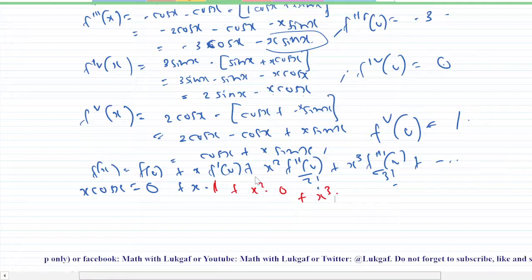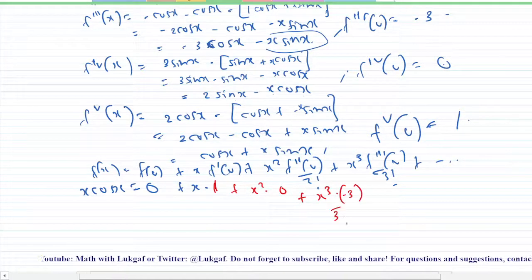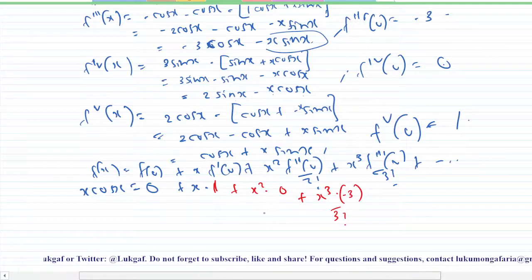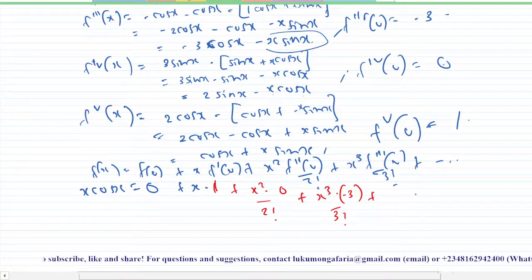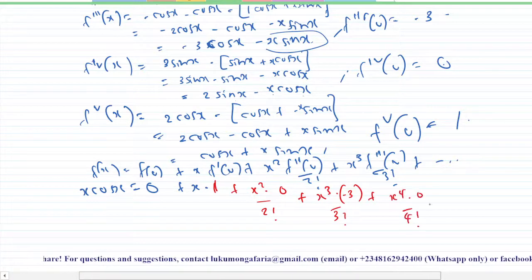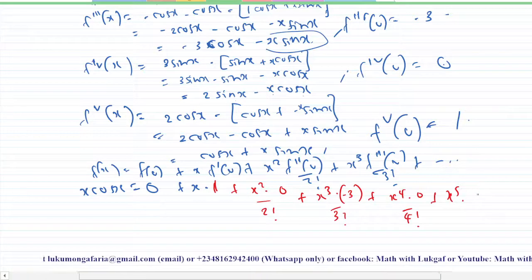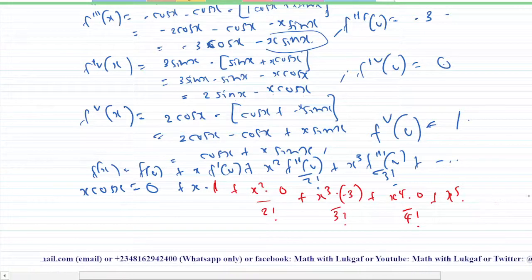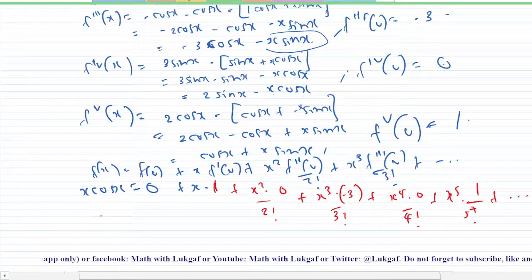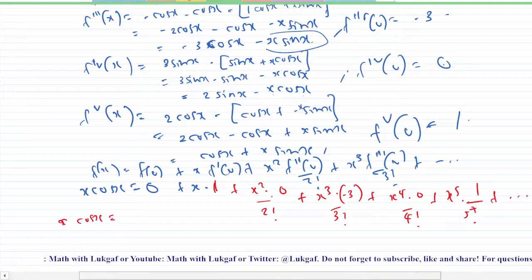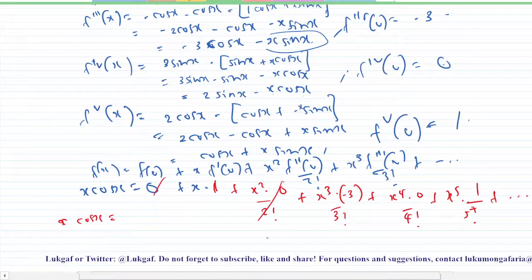F prime prime prime of 0, that is minus 3 divided by 3 factorial. Recall this is 2 factorial. Then plus s raised to power 4, f fourth of 0, it is 0 divided by 4 factorial. Then plus s raised to power 5, f fifth of 0, it is 1 divided by 5 factorial. Plus dot dot dot. Then if you rewrite this very well, then you are going to have s cos x equal to, this is 0. This guy will cancel this guy.